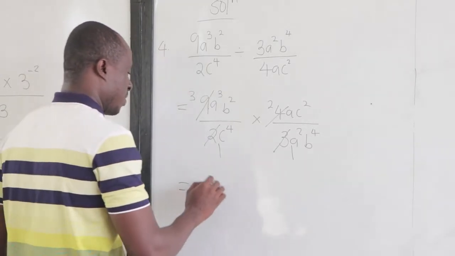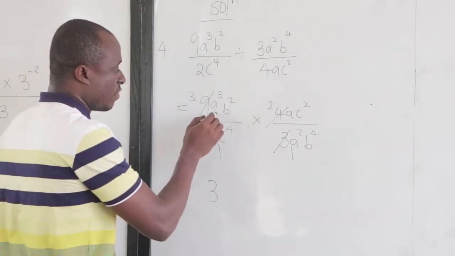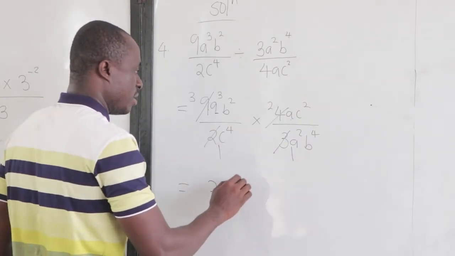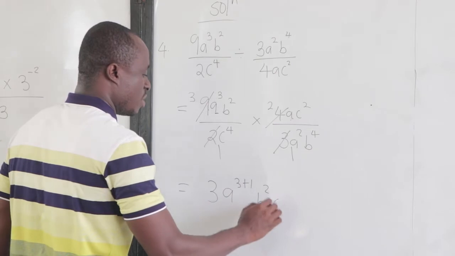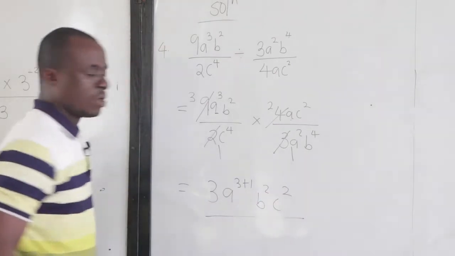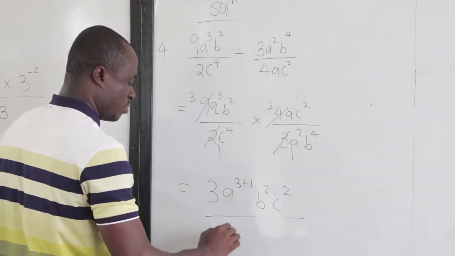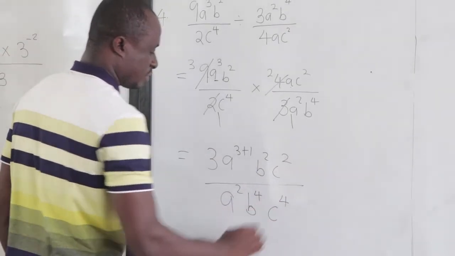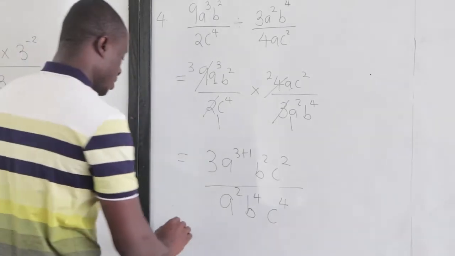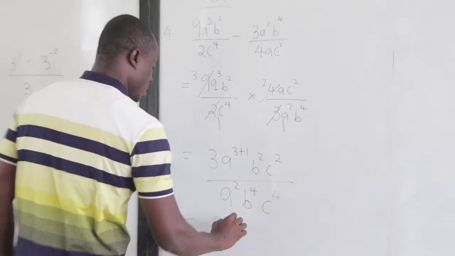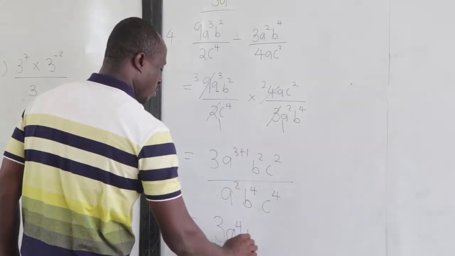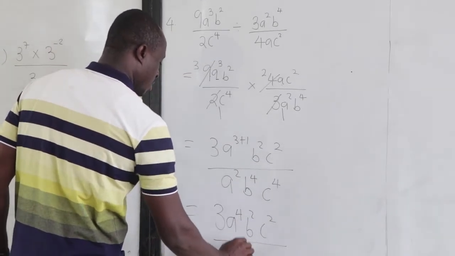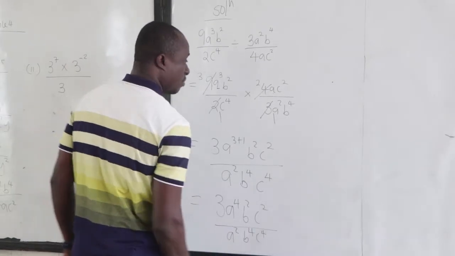Now what can we see? We have 3. Let's look at the numerator. Now we have a to the power 3, a to the power 1. So here we have a to the power 3 plus 1. We have b squared c to the power 2, all over. Now let's bring the a first, so a to the power 2, b to the power 4, and then we have c also to the power 4. And this is giving us 3a to the power 4 because 3 plus 1 is 4, b to the power 2, c to the power 2, all over a to the power 2, b to the power 4, c to the power 4.